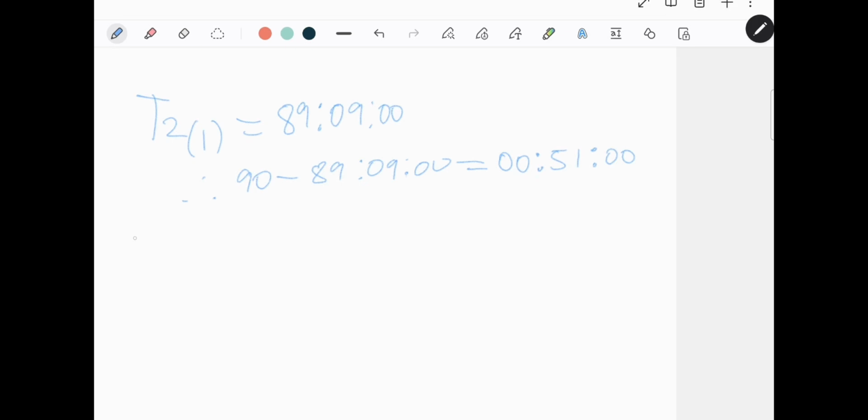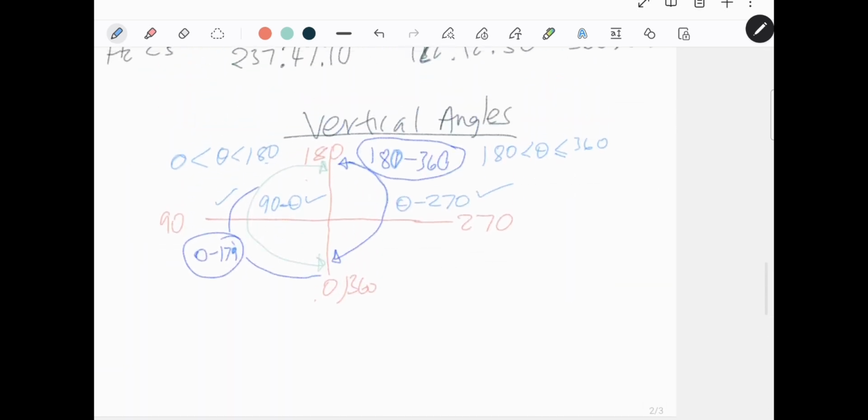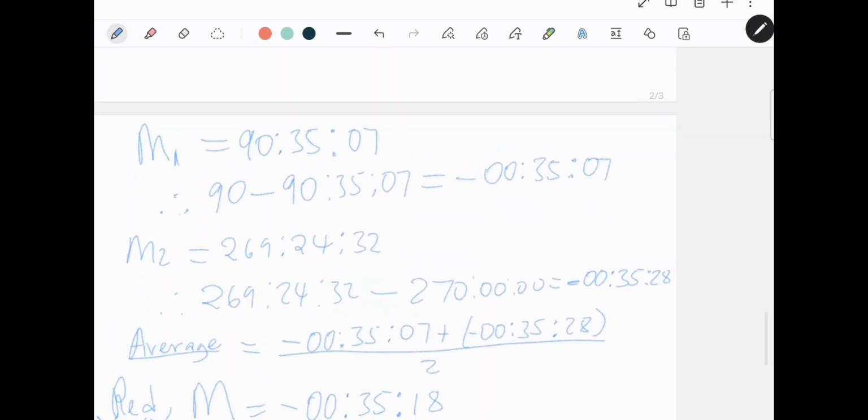Now then we have T2, the second angle there, which is 270, 50, 48. So going to a Cartesian plane, where does this angle fall? It's this side, between the 180 and 360 there.